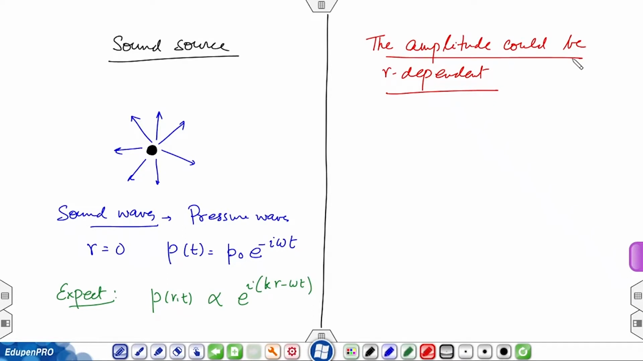This is because as the pressure wave goes out, the energy gets distributed over a larger and larger area. So, amplitude may go down. So, we will allow for that possibility and write p(r,t) as some function f(r) e raised to i(kr minus omega t).